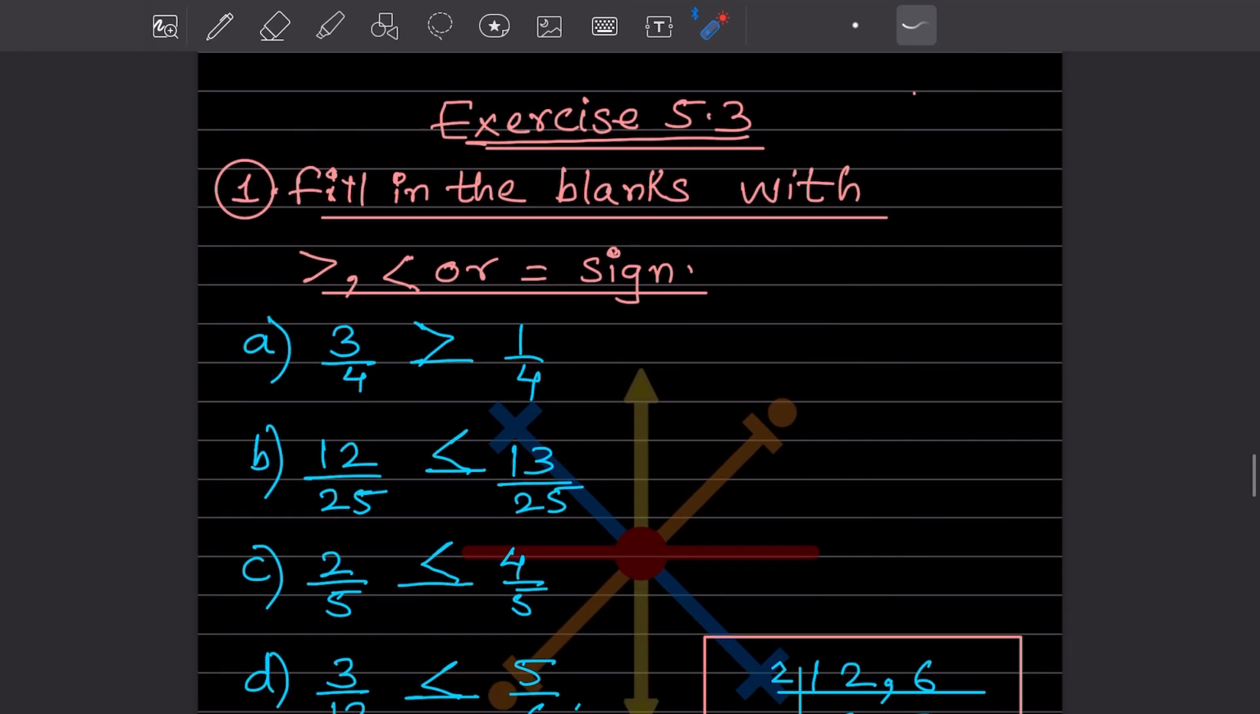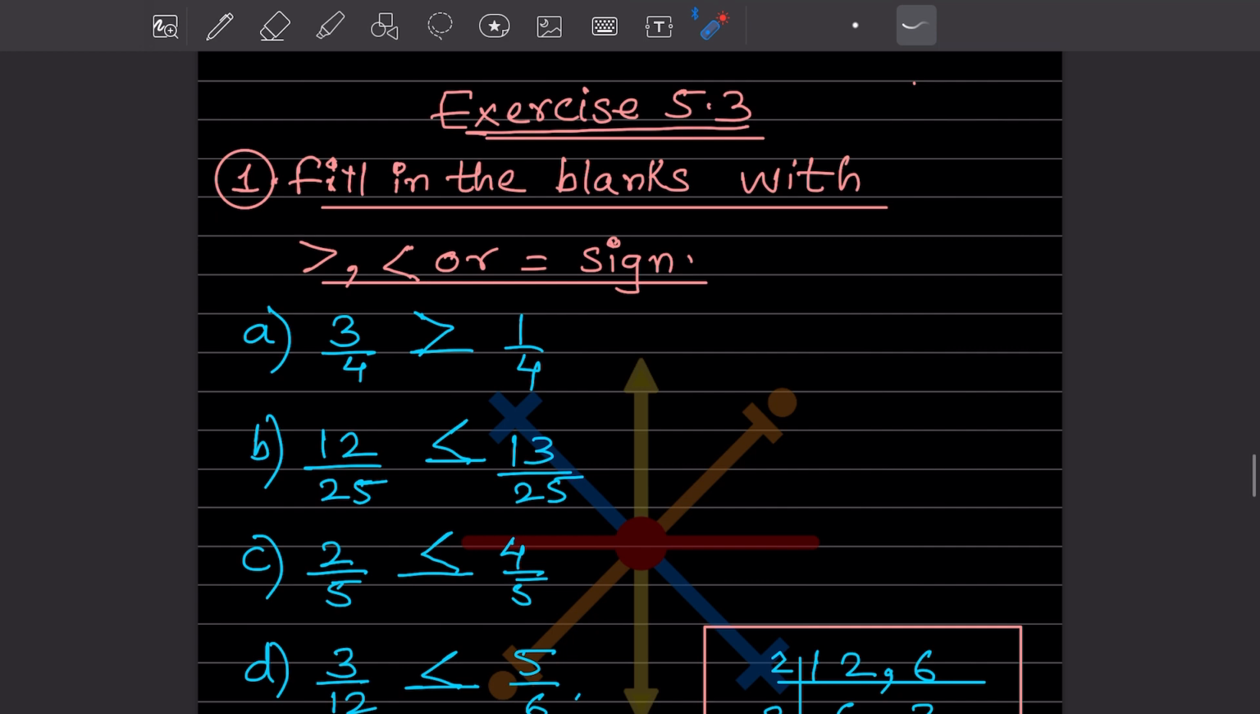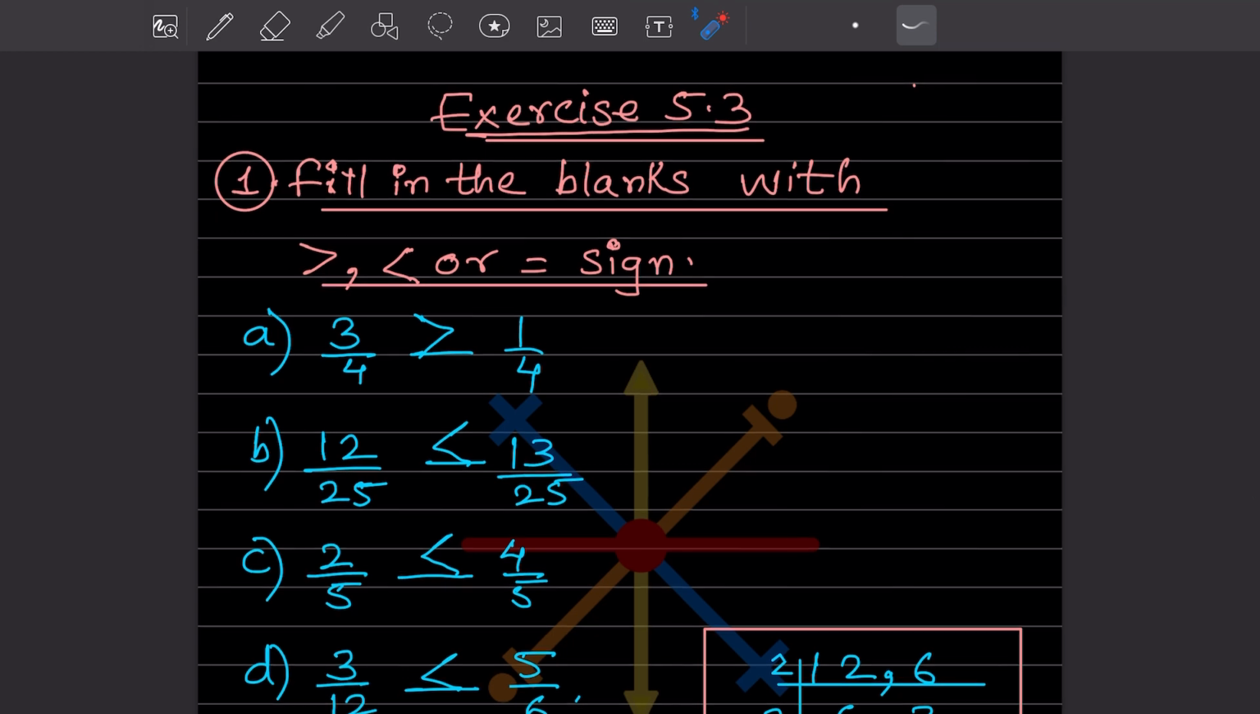So now we will go for the next question, exercise 5.3, filling the blanks with greater than, less than, or equal to. This also I have told you. Now see here, many of them again get confused. Now this is greater or less than. So an easy way to remember is, of course this is a greater than sign, less than sign.